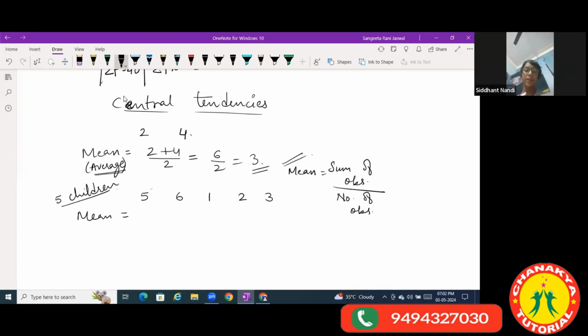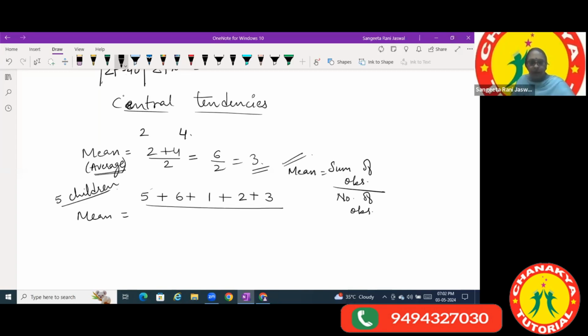So the mean of this data will be 17 by 5. When I add all this, I divide by 5. So 5 plus 6 is 11, then 12, 13, 14, and 17. So the mean of this data is 17 by 5. If you calculate it further, you will get something in decimal. So that gives you the mean of this data.